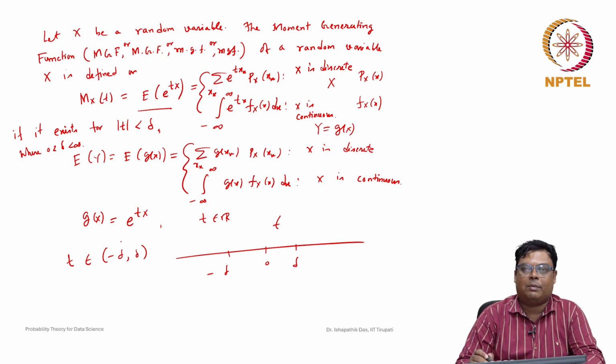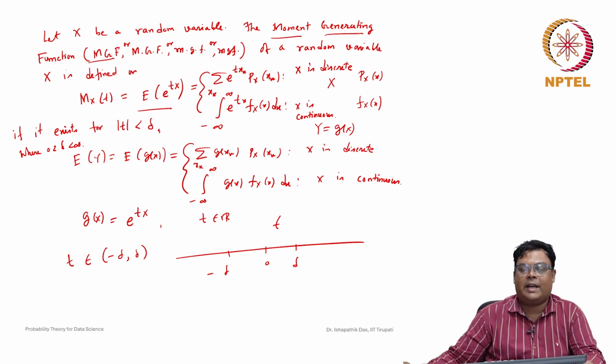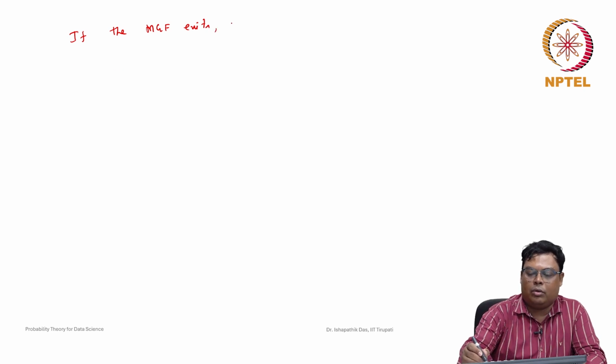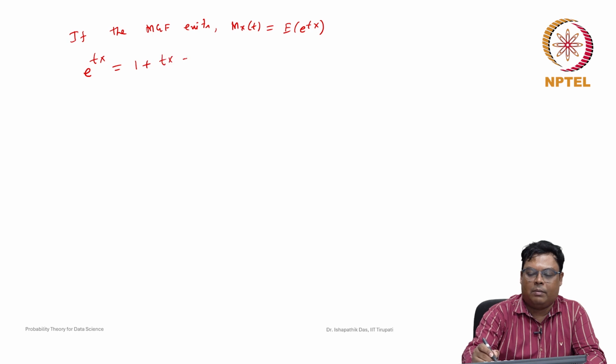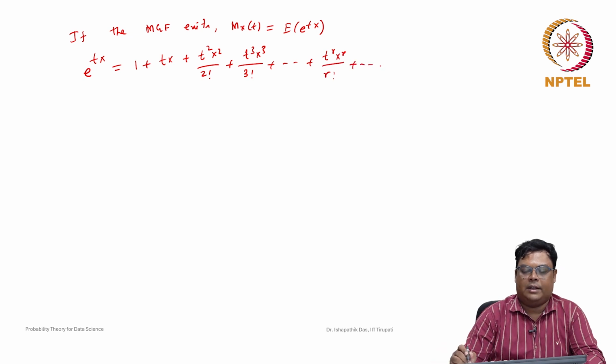Now the question is, suppose we assume that for a random variable X, the moment generating function exists. In that case, why is it called a moment generating function? It seems like it is generating some moments. So assume that the MGF exists. Then we define M_X(t) equal to the expected value of e to the power of tX. Now we know that e to the power of tX can be represented as an infinite sum: 1 plus tX plus t squared X squared by 2 factorial plus t cubed X cubed by 3 factorial, and so on, t to the power r X to the power r by r factorial.